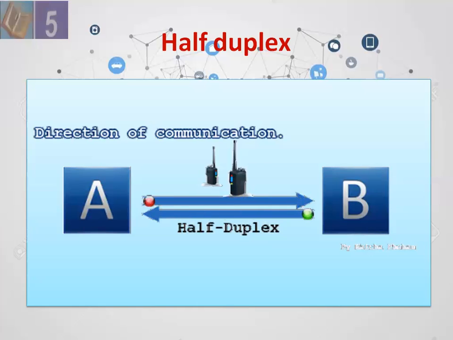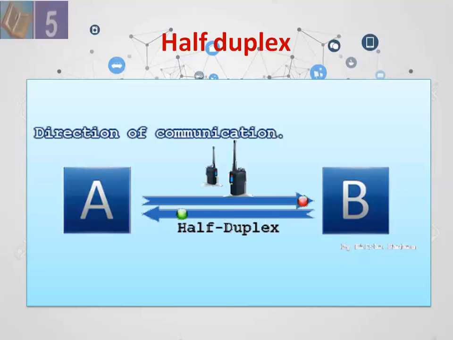Half duplex transmission is also used in transaction-oriented systems, for example, communication between a computer and a credit card machine, and the information sent on a website on a web server. So computer A sends the request to the web server, www dot any website, then the web server sends back the response according to the request.